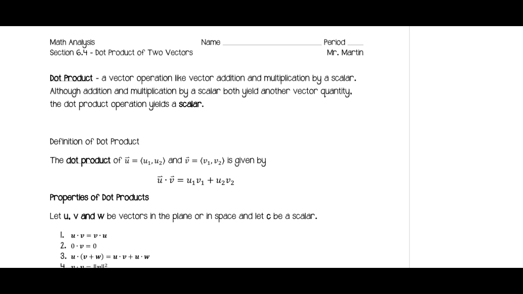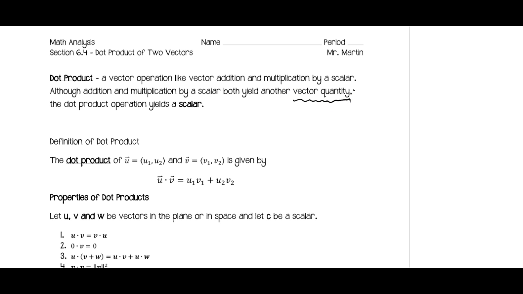We're going to be talking about the dot product of two vectors, and you may have seen this in physics. Dot product is a vector operation, just like addition of vectors and multiplication by a scalar. When we did addition and multiplication, the answer to both of those types of problems was also a vector quantity.